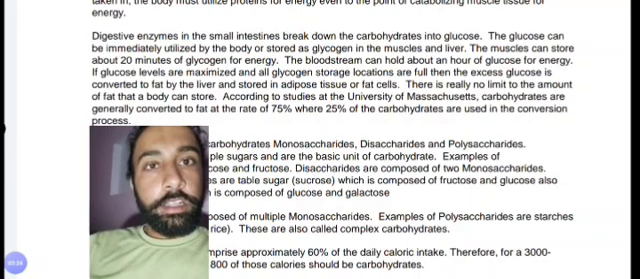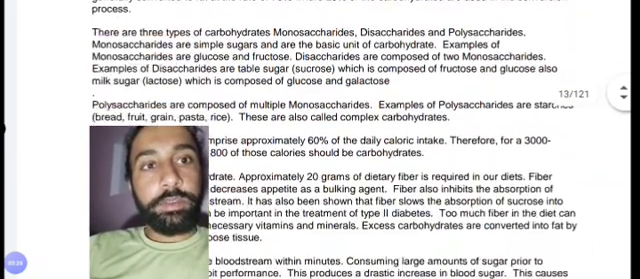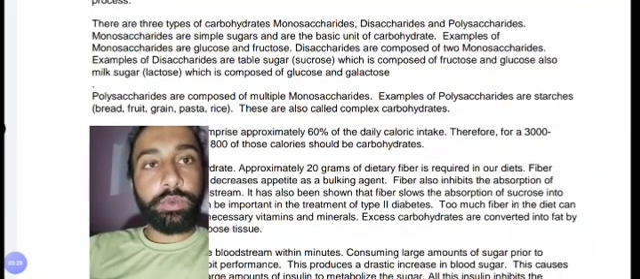Alright guys, next we have three different categories of carbohydrates. First is monosaccharides, second is disaccharides, and third is polysaccharides. Monosaccharides are simple sugars and are the basic units of carbohydrate. Examples are glucose and fructose.